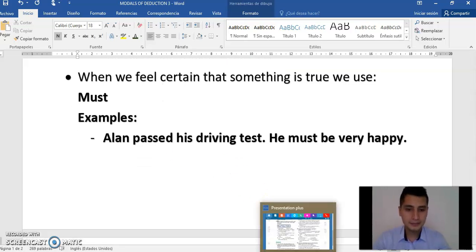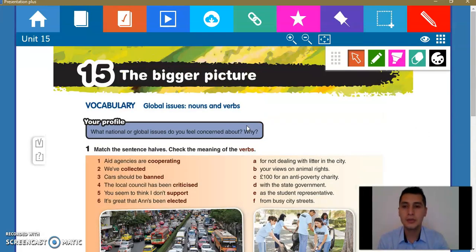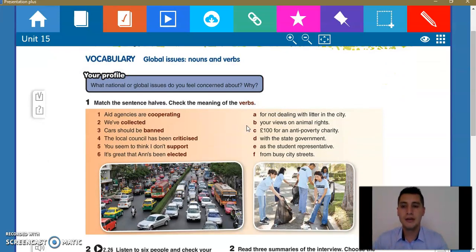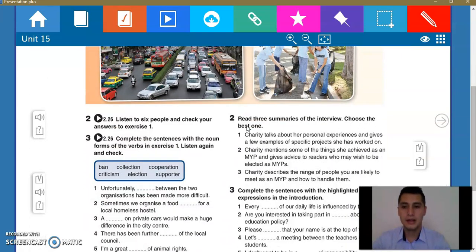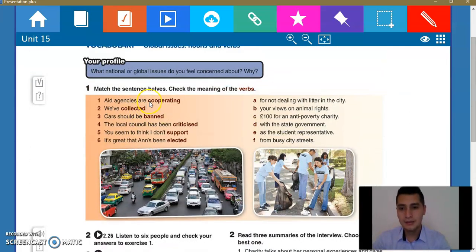So after that, I am going to explain you what we are going to be doing. In this class, we are going to be working in Unit 15, The Bigger Picture, and this is going to be in your Prepare 7 Student's Book. First of all, we are going to have a general review on the vocabulary. For that reason, as soon as this video finishes, you need to start working with the vocabulary that is involved in here. You need to try to understand this vocabulary.